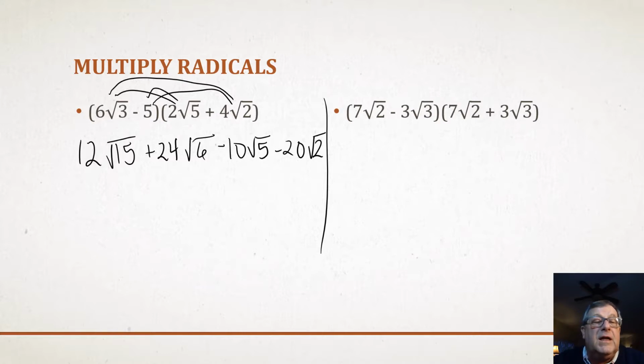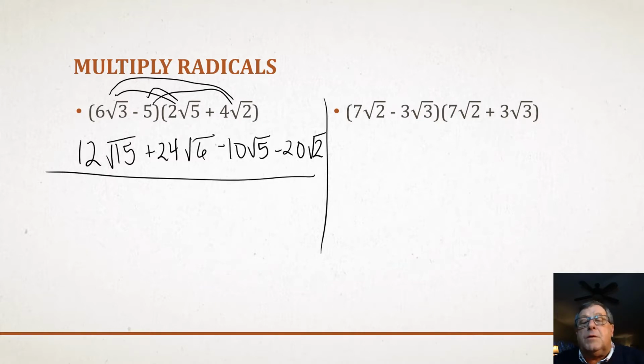Let's see, 15, I can't pull out any perfect squares of that. Square root of 6, can't pull anything out of that. Square root of 5, can't do anything with that. Square root of 2, really can't do anything with that. And that's my answer. That's as far as I could simplify it.